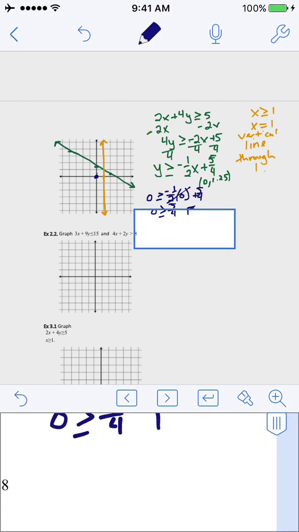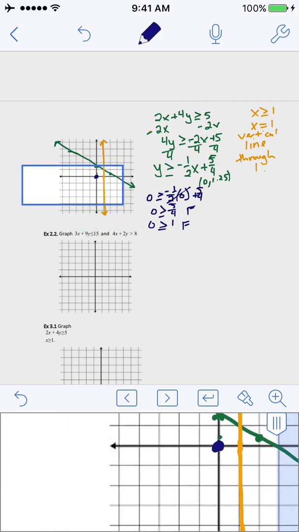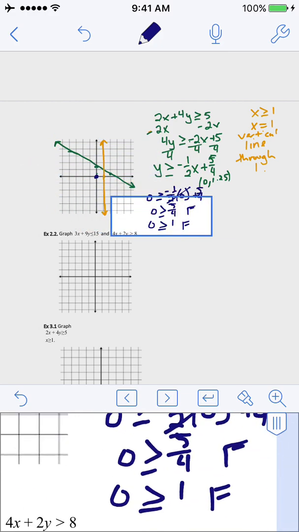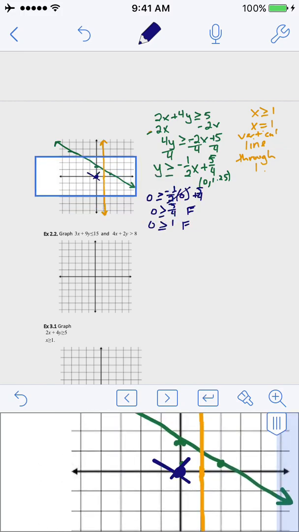Let's test the other one out. 0 is greater than or equal to 1. Is that true? No, that's not true at all. So both of these give us false, right? And we kind of figured that from the get-go. Neither one of these we said was the true zone. So they both gave us false statements. So that's definitely not something we want to consider, right?